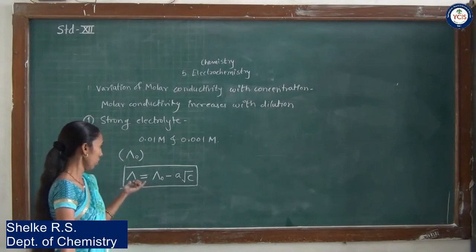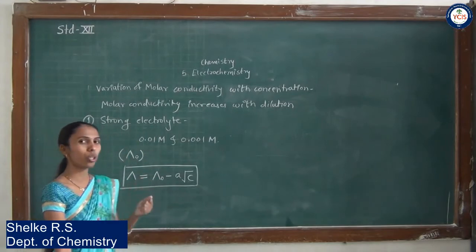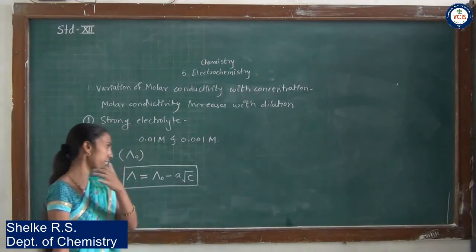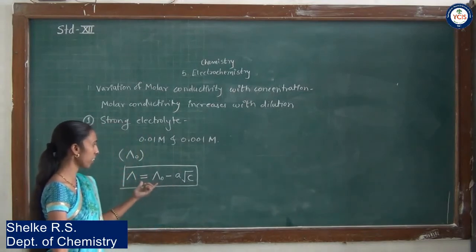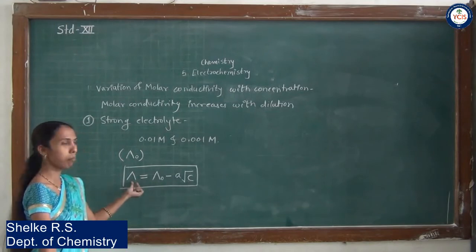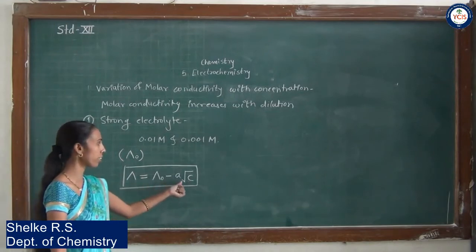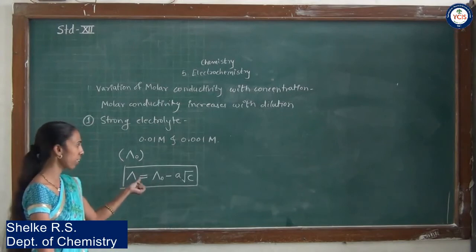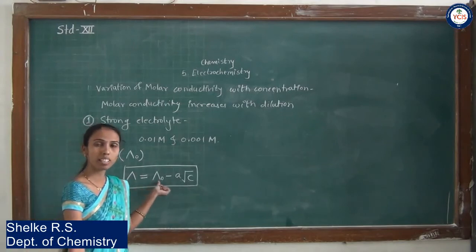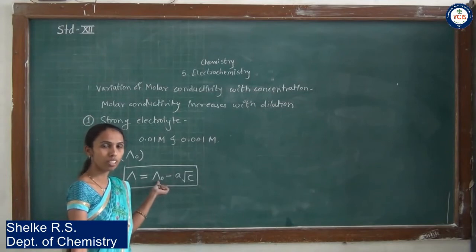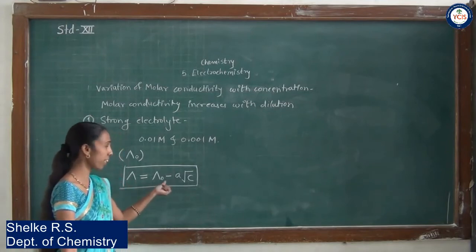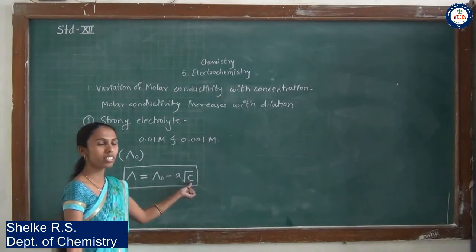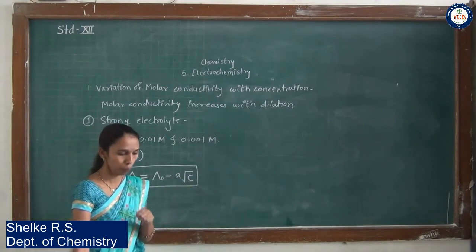So in the 19th century Kohlrausch studied the relation between the molar conductivity and the concentration, and that variation is shown with the relation lambda equals lambda 0 minus a into root c, where lambda is the molar conductivity, lambda 0 is the molar conductivity at zero concentration or at infinite dilution, a is a constant, and c is the concentration of the solution.